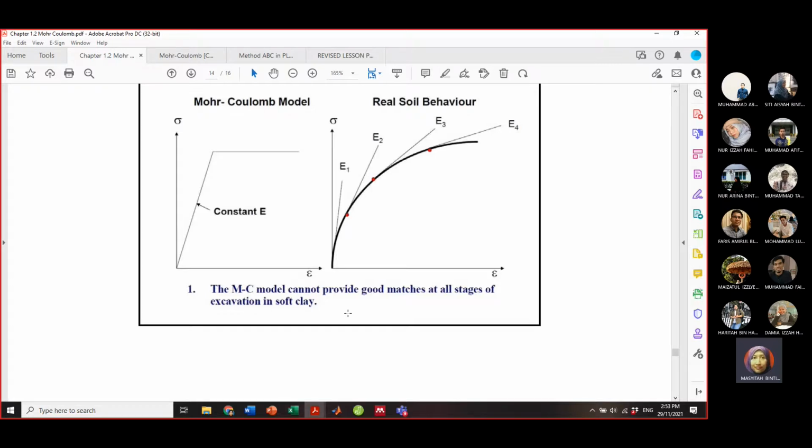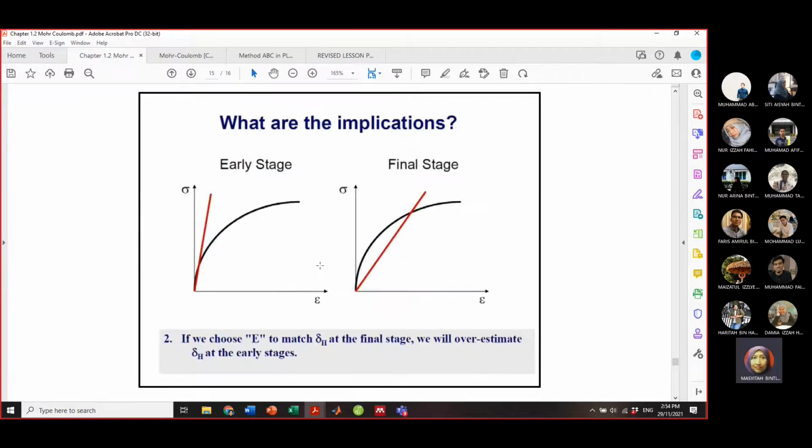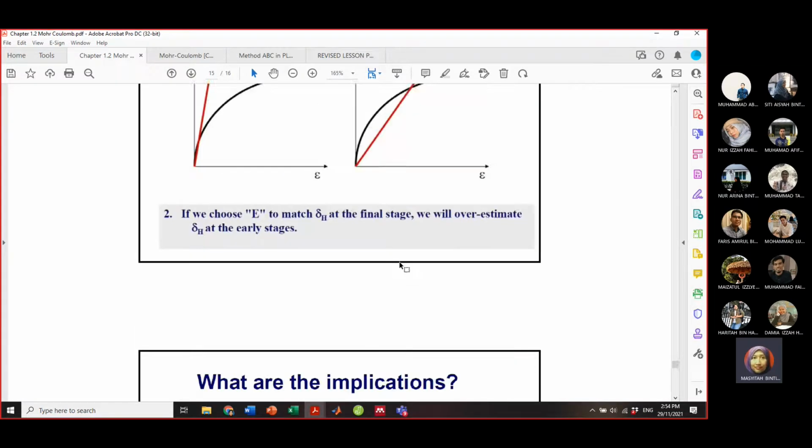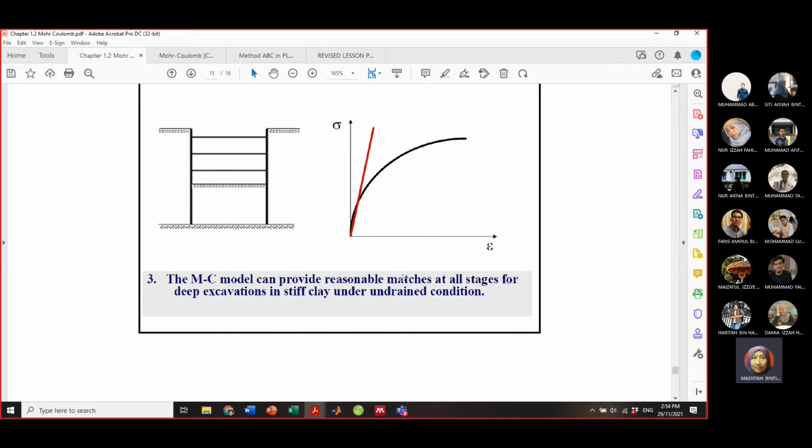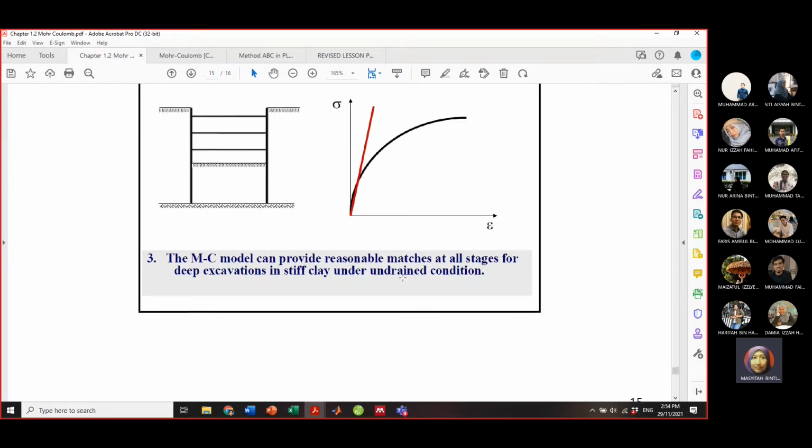akan mengalami perubahan. So in order to analyze the right one, you have to opt another constituent model side of the column. Okay, apa implications dia? Yang ni yang saya bagi tahu, implication dia adalah overestimated. Okay, yang ni pun the same thing jugalah.